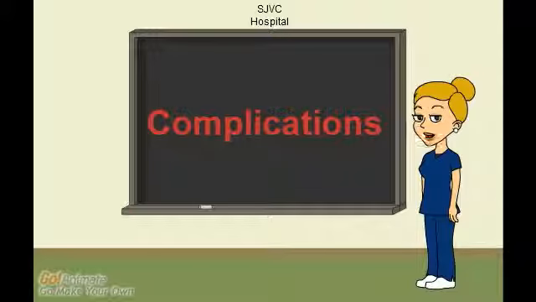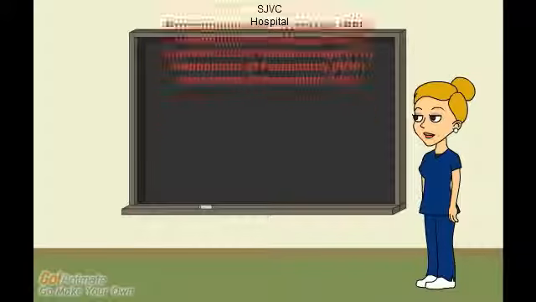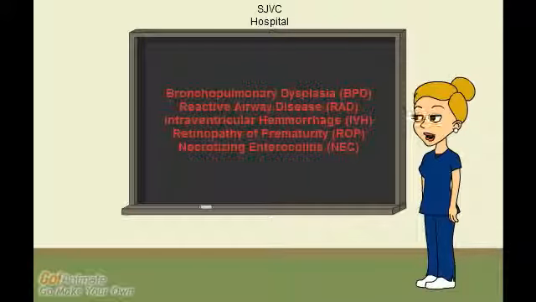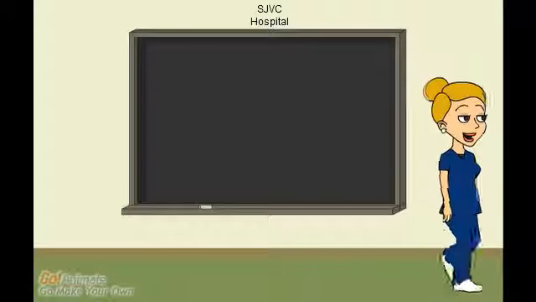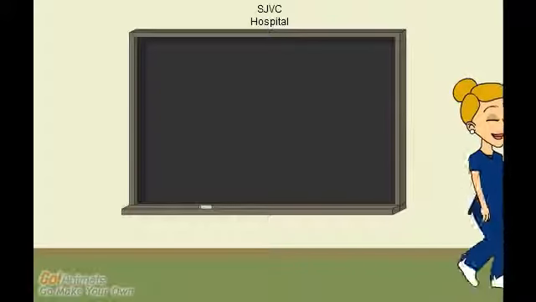With a surfactant deficiency, the lungs become diffusely atelectatic, triggering inflammation and pulmonary edema. Additional complications you may see resulting from RDS are bronchopulmonary dysplasia, reactive airway disease, intraventricular hemorrhage, retinopathy of prematurity, and necrotizing enterocolitis. Let's change it up and move to our state-of-the-art lab.